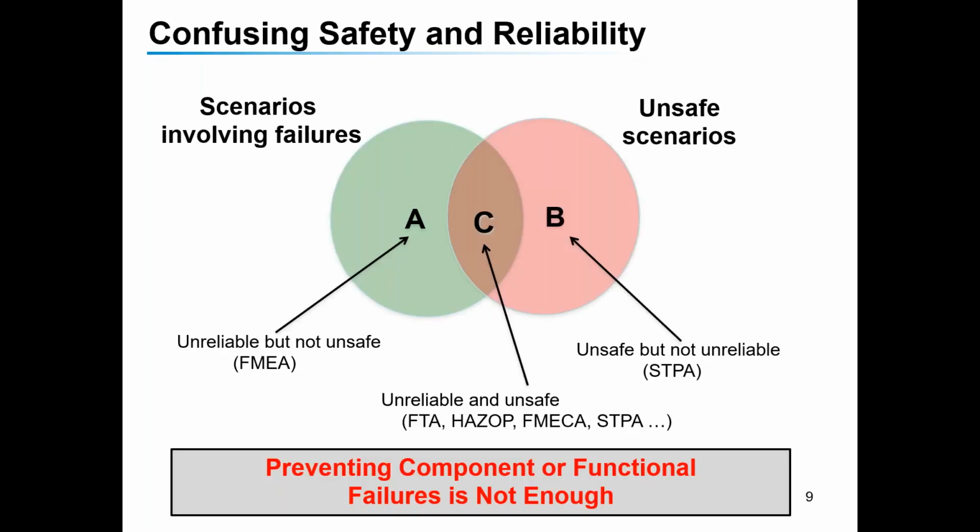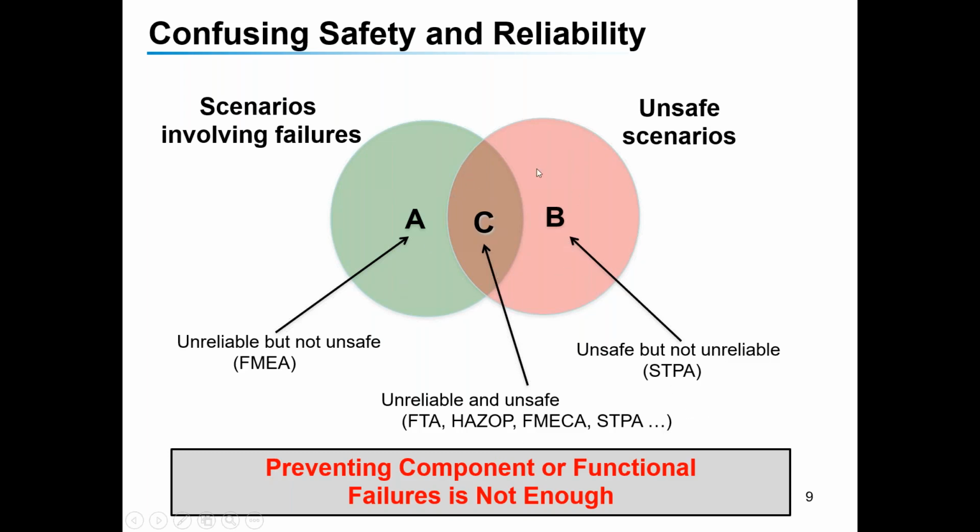So if you look at this next slide, in the green circle are the scenarios or things that happen that lead to accidents that involve failures, I'm sorry. So area A is the systems are unreliable, but not necessarily unsafe. Pink is the unsafe scenarios. And if we look at the overlap in area C, these are unreliable and unsafe systems where most hazard analysis techniques work. Fault tree, HAZOP, STPA, all of them work.